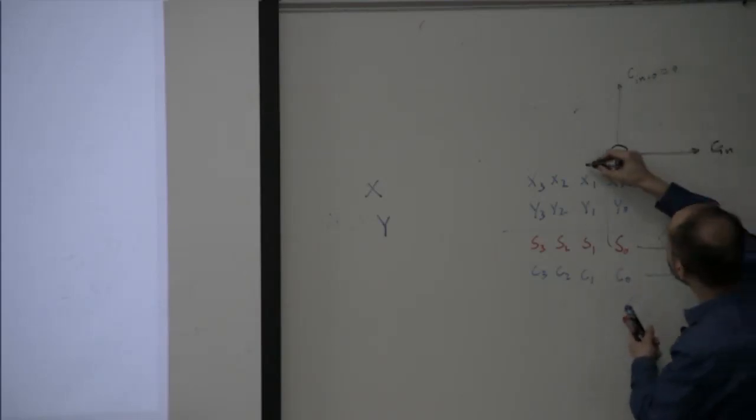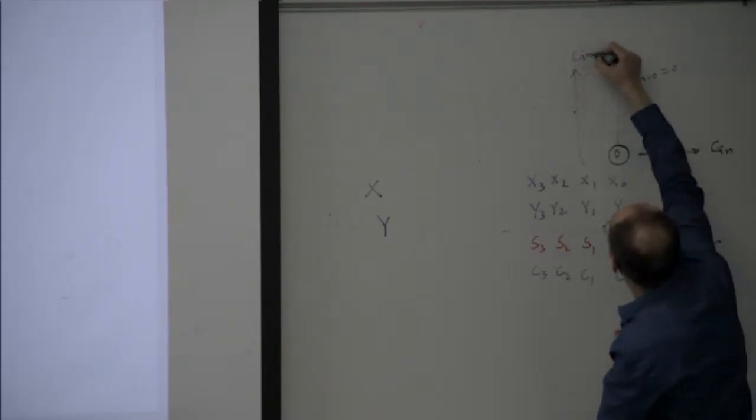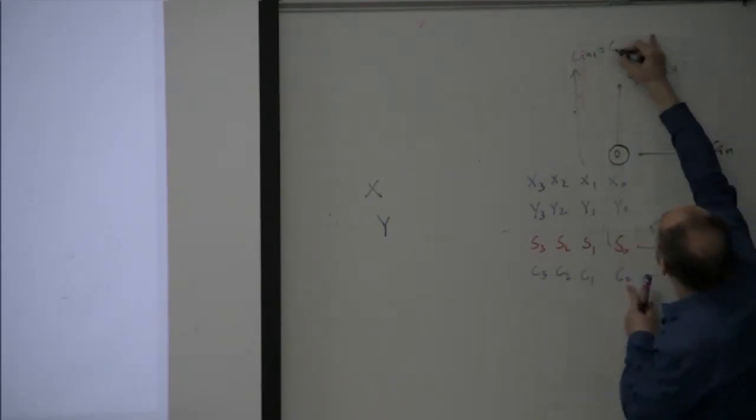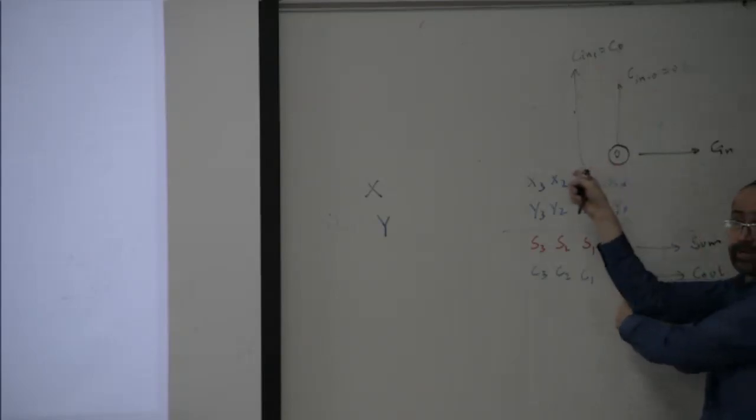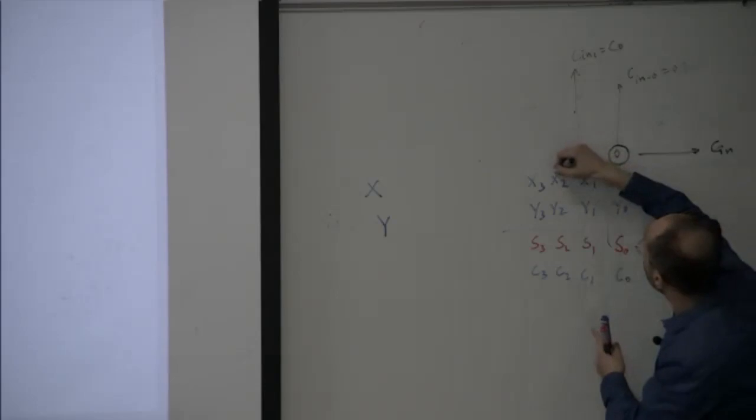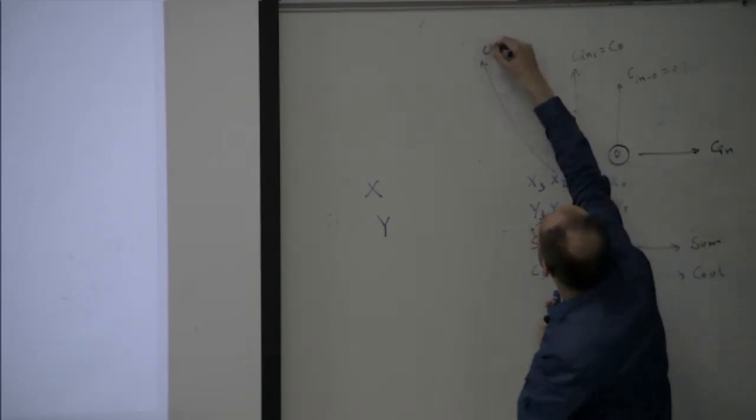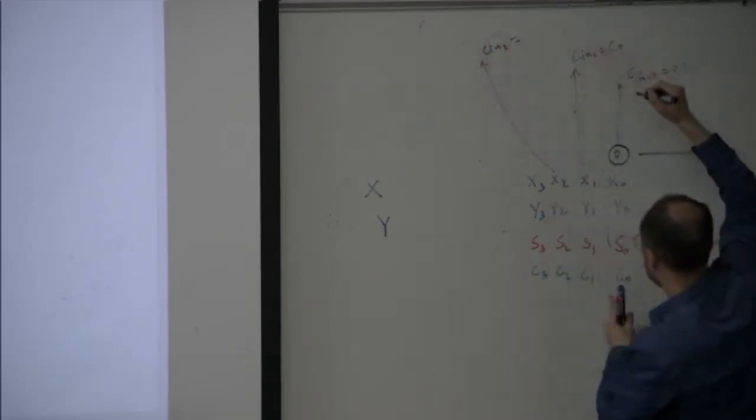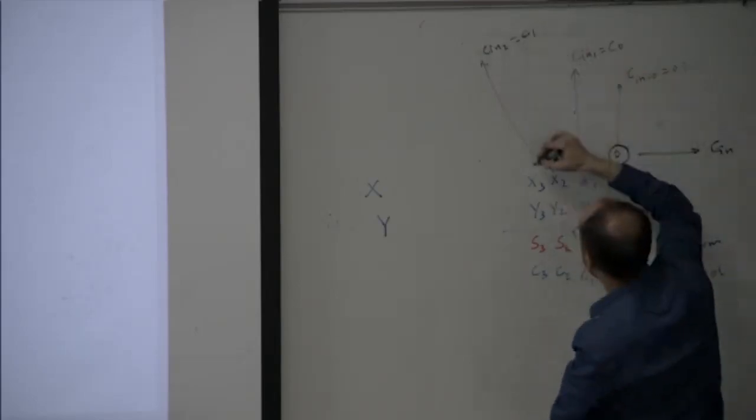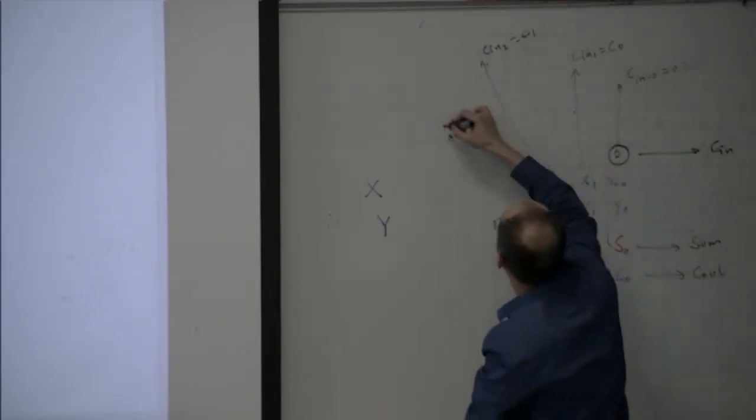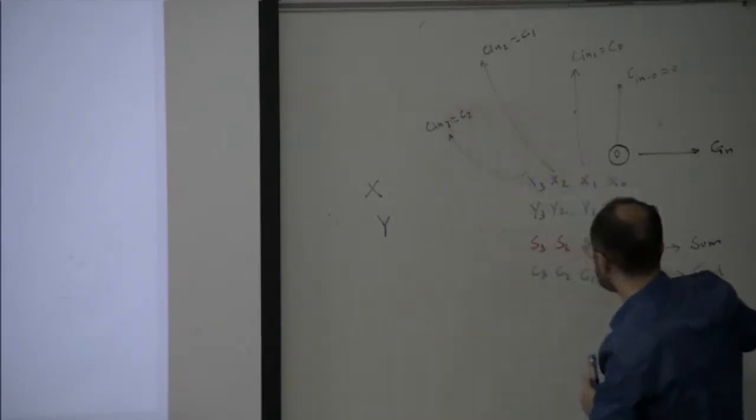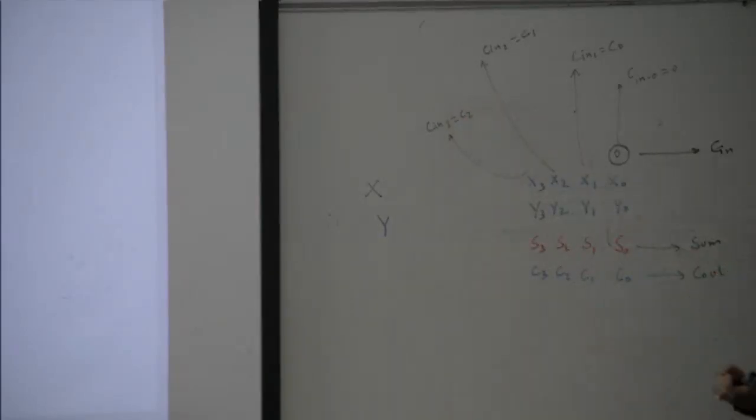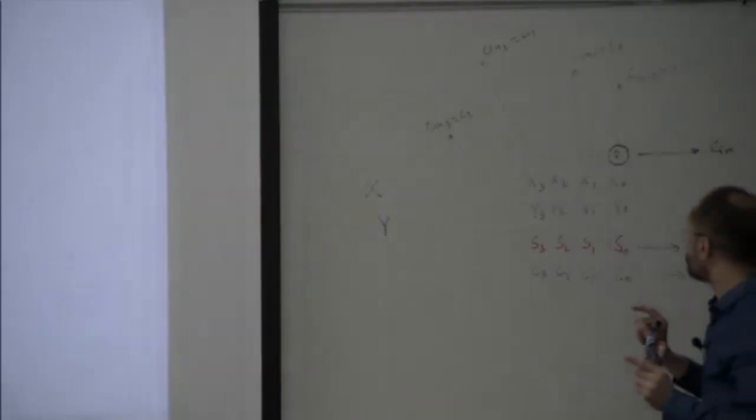And now what is Cin1? C0. The carry out from this stage becomes the carry in for the next stage. Similarly, what is Cin2? C1. And Cin3 is what? C2.